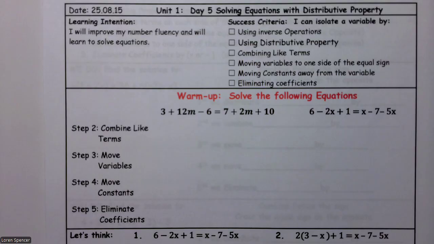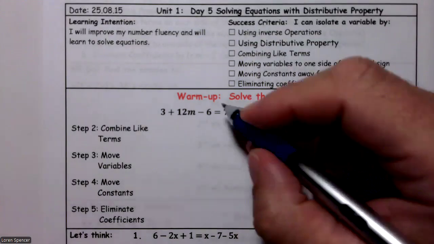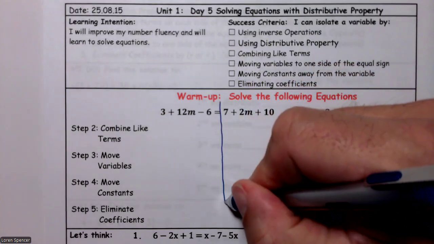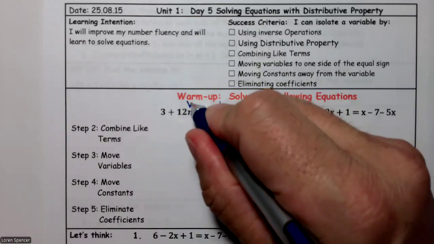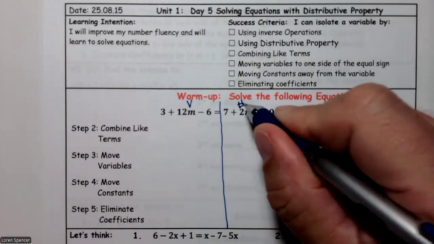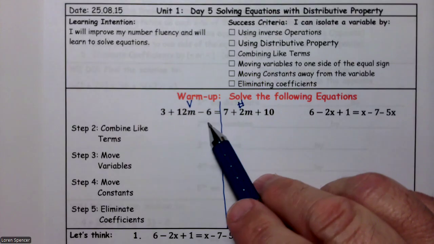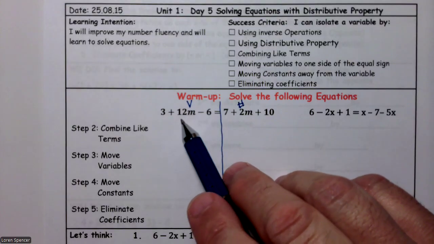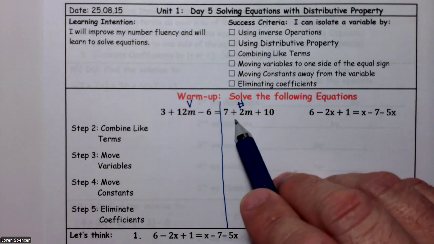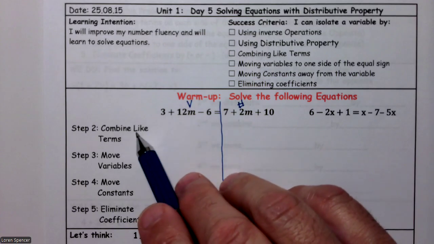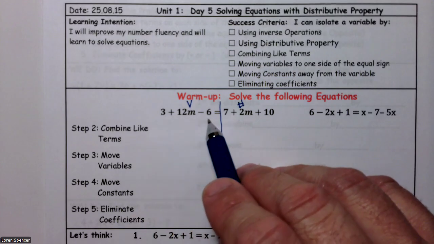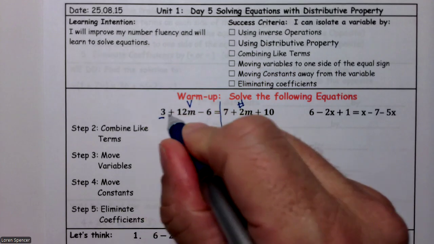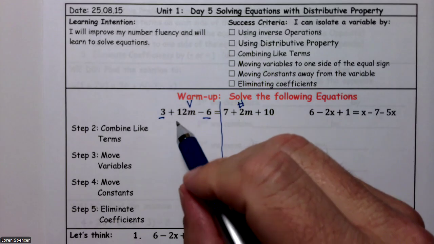We're going to start off by combining like terms, which we've already done. So we're going to draw a line through the equal sign. And since we have variables on both sides, we want the variables to be on the left. This will help us out when we're actually doing inequalities next week. So we have plus 12m and plus 2m, but the very first thing we need to do is combine like terms. Well, 3 and negative 6, those are like terms. I can combine those.